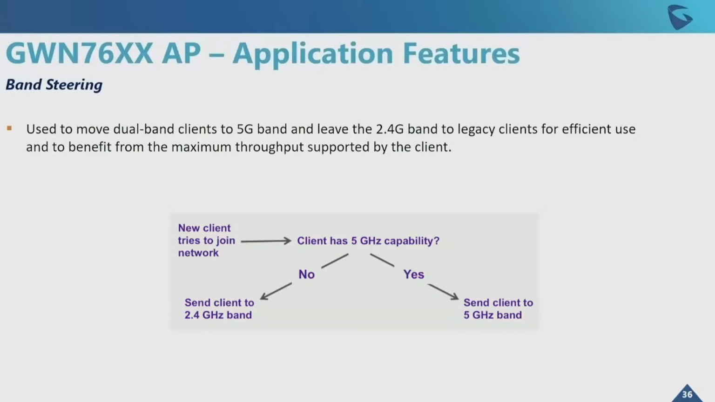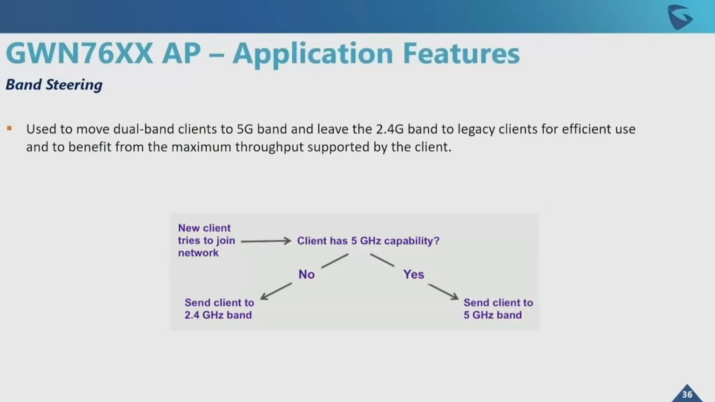For example, the way it works is if a client joins the network, the access point basically asks, well, it doesn't really ask, it's just part of the negotiation process, but just for the sake of understanding, the AP will ask the client, do you have the capability of running 5 gigahertz? If it says no, it throws them on the 2.4 gigahertz band. If they say yes, then it'll throw them on the 5 gigahertz band. Okay, so that's basically band steering in a nutshell.